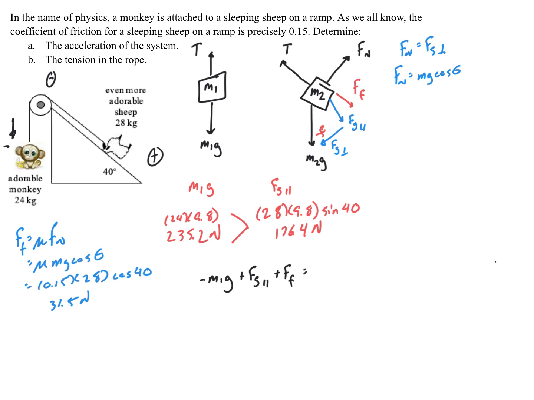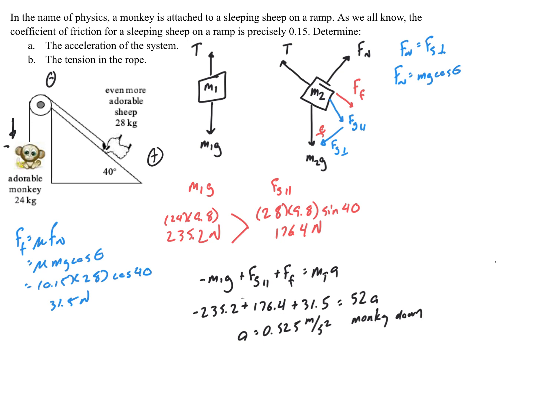And then look at the total mass times the acceleration of the system. Plugging everything in looks something like this. And then when you crunch the numbers, we should get an acceleration value of about 0.525 meters per second squared. Once again, the monkey is going down, and the sheep is accelerating up the ramp.